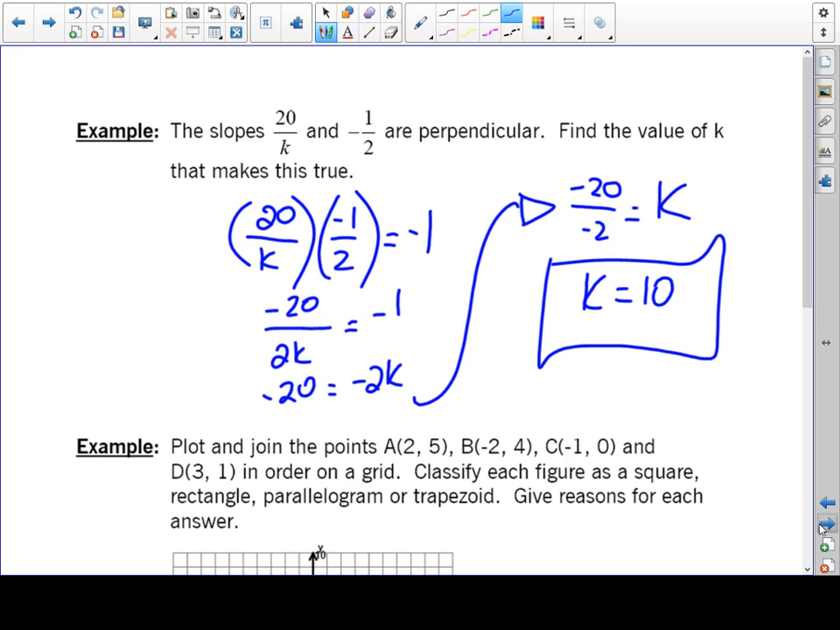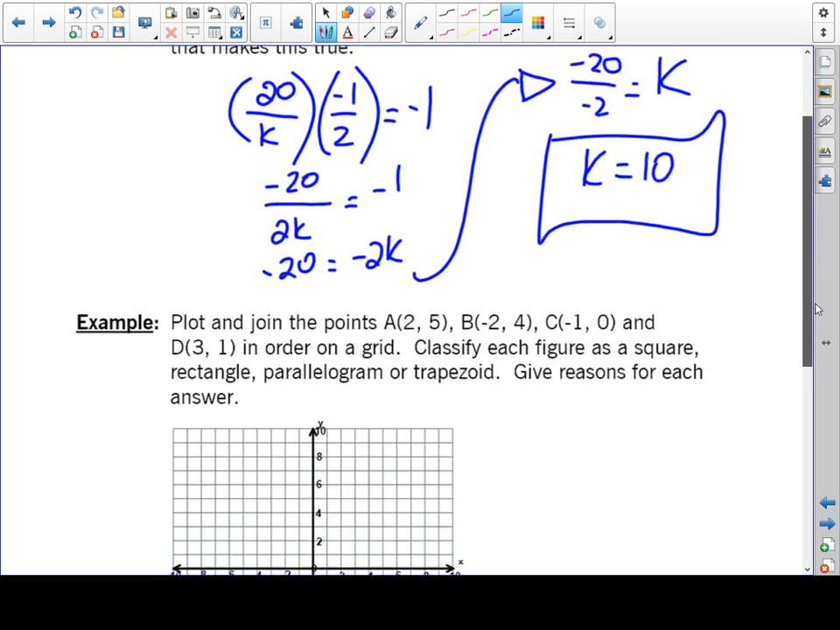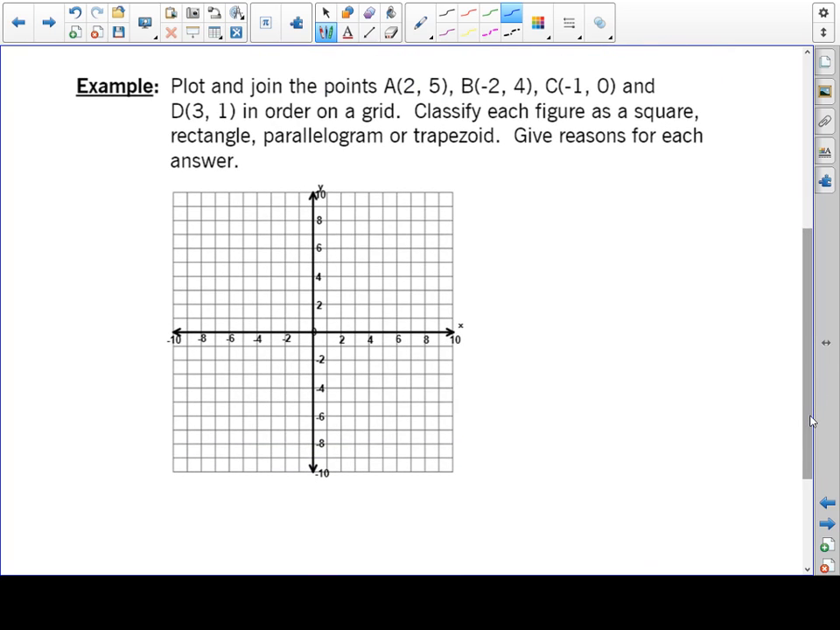Okay, we saved the best for last. Plot and join the points A, B, C, D in order on a grid. Classify each figure as either a square, rectangle, parallelogram, or trapezoid. Give reasons for your answer. So before we even start this, we better know what the difference is between squares, rectangles, parallelograms, and trapezoids.